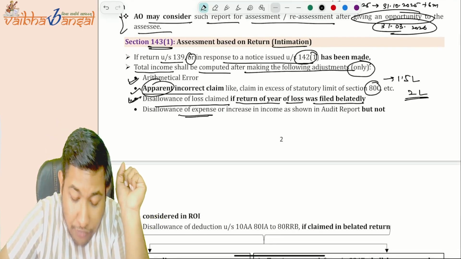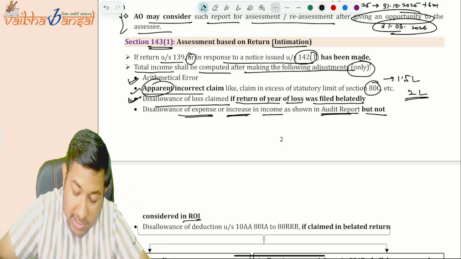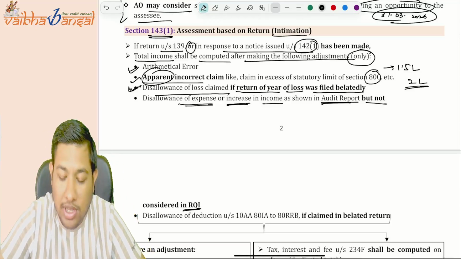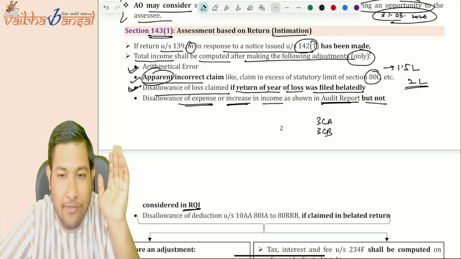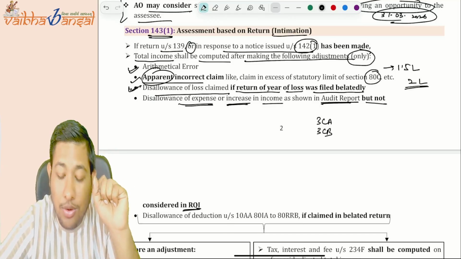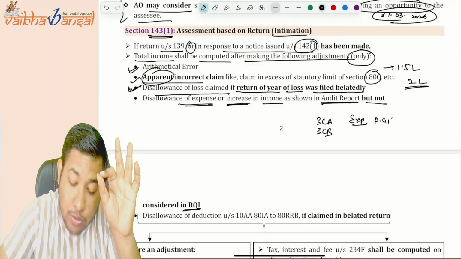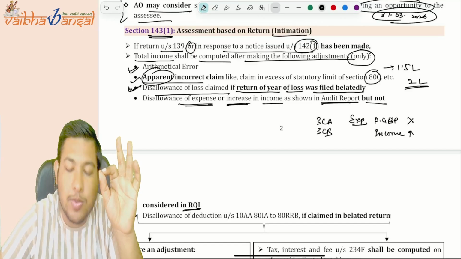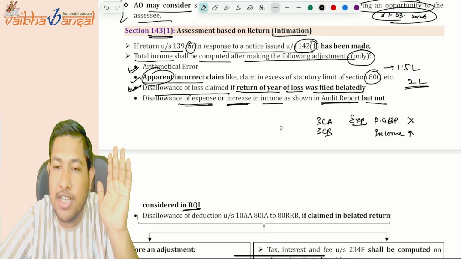Okay, now disallowance of expenses or increase in income as shown in the audit report, but not considered in the ROI. See, the report is uploaded by the chartered accountant, from 3CA, 3CB, 3CD. All these forms are filed by the chartered accountant in the case of tax audit. He said that a particular expense shown in the PGBP portion should be disallowed, and the income should be increased by this particular amount in the profits. This is set by the chartered accountant.